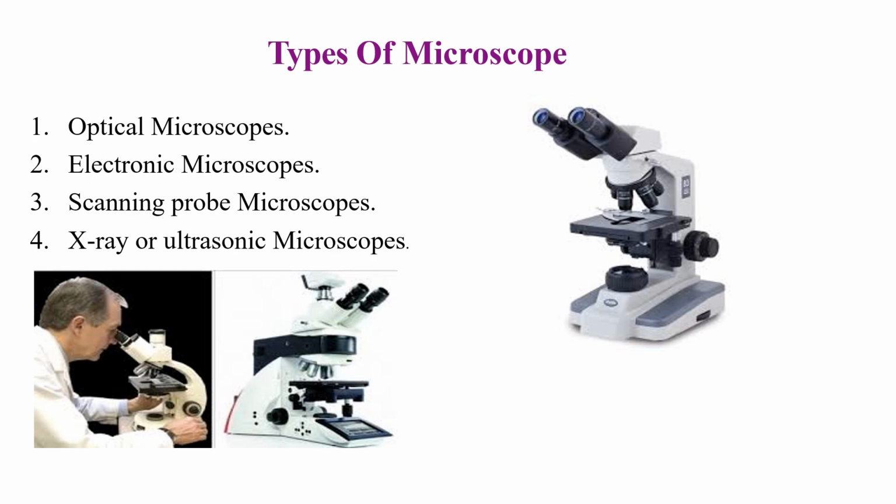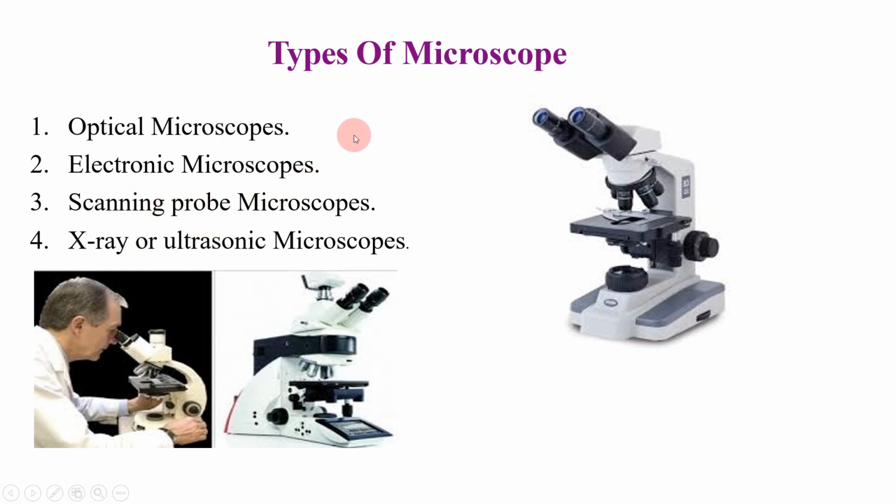There are so many types of microscopes. Please see, some of these are optical microscopes, electronic microscopes, scanning probe microscopes, X-ray or ultrasonic microscopes. Which are these microscopes? Please see: optical, electronic, scanning probe, X-ray or ultrasonic.